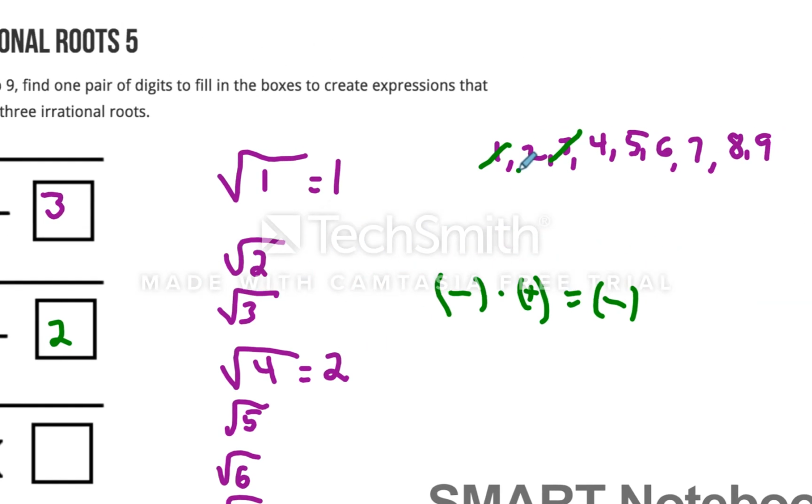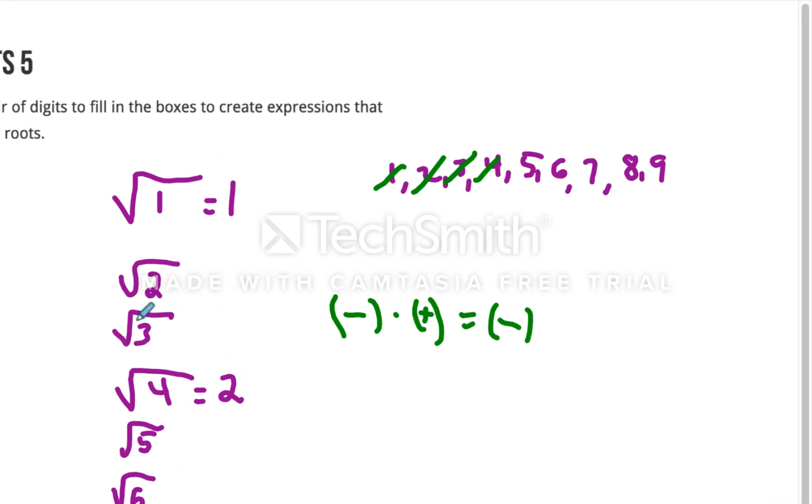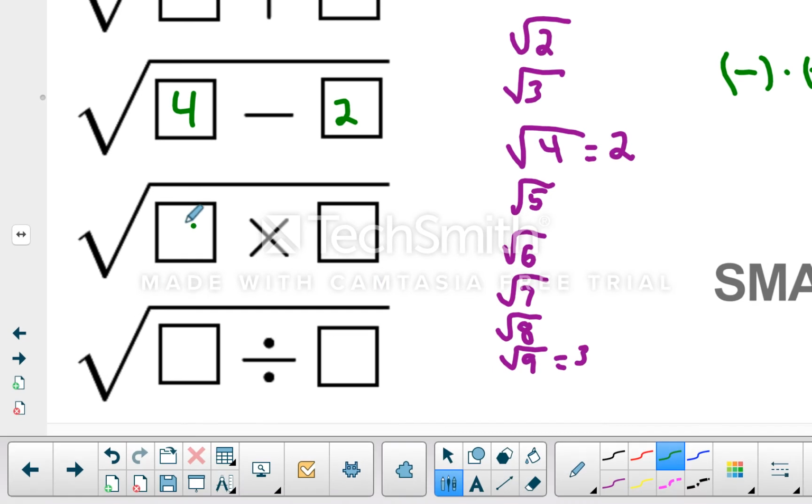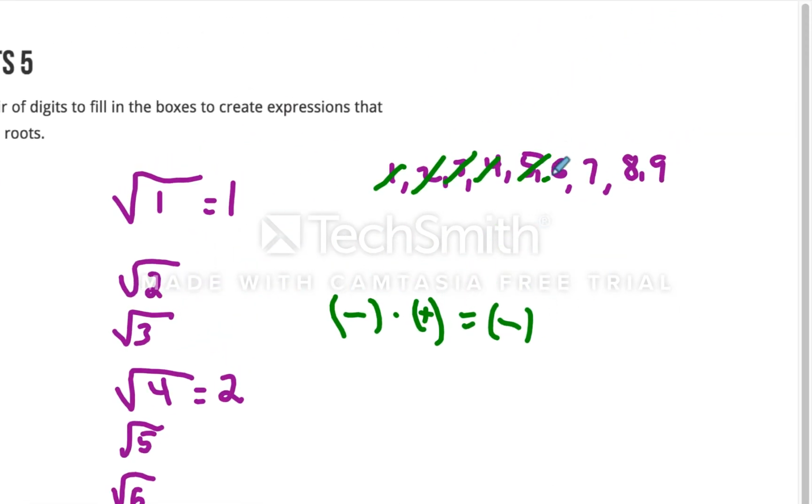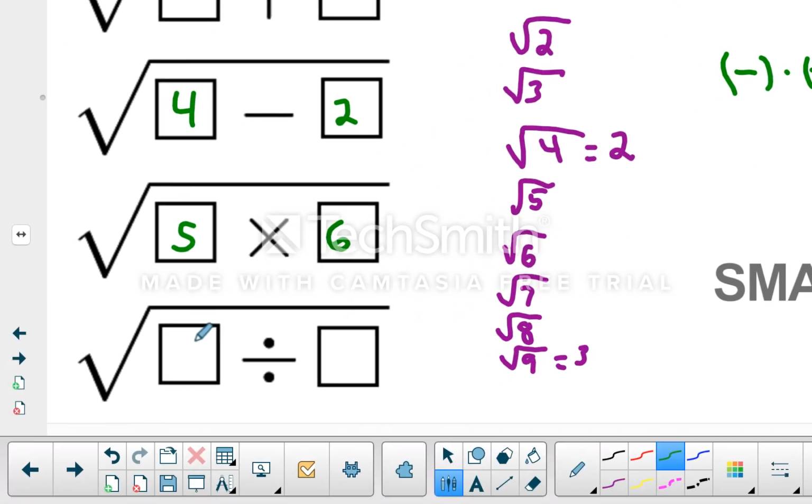So 4 and 2 are gone. 5 and 6 would work just fine. 5 times 6. By virtue of these being different numbers, you're not going to get a perfect square. Square root of 36 is 6. Square root of 25 is 5. So that's good. And then, I don't know, I'll just do 9 divided by 7. It's a crazy number. It's going to equal like 1.2 repeating, I think. 1 and 2 ninths.